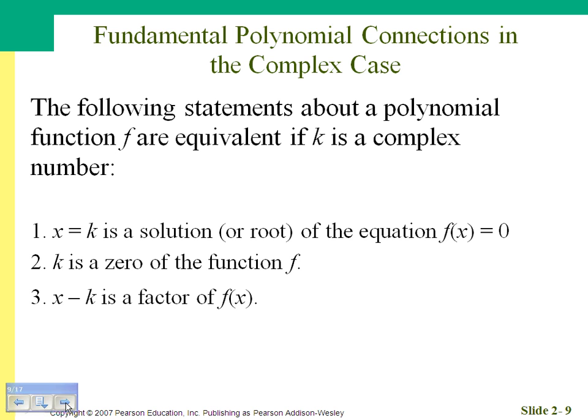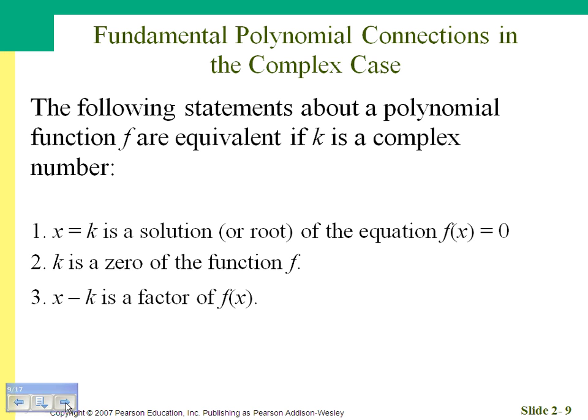Once again, to recap, here are the following statements about a polynomial function and their equivalents. x equals k is a solution if f of whatever that number is equals 0. That's the remainder theorem or the factor theorem. k is a 0 of the function f. That's just saying the same thing. If x equals k is a solution, then you could say k is a 0, and that's where it crosses the x-axis if it is real. If it is imaginary, it does not cross. And you can write x minus k as a factor of f of x.